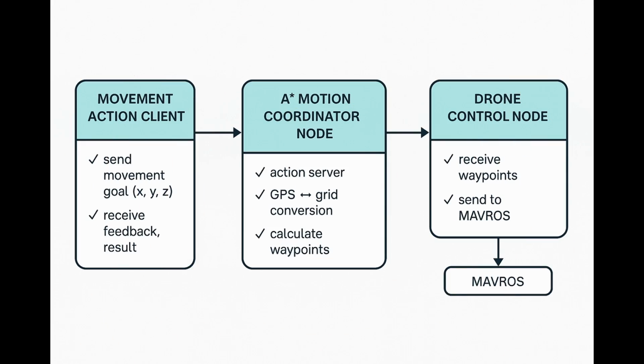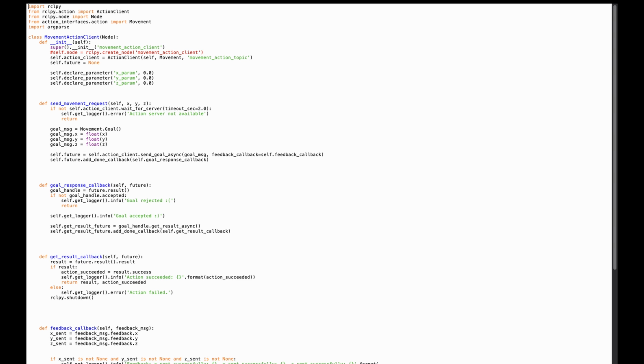This project shows how to navigate a drone using the A-star path planning algorithm integrated into a ROS2-based system. It consists of three coordinated ROS nodes, each responsible for a specific task. So we have the movement action client node, the A-star motion coordinator, and the drone control node. Let's start with the first node.